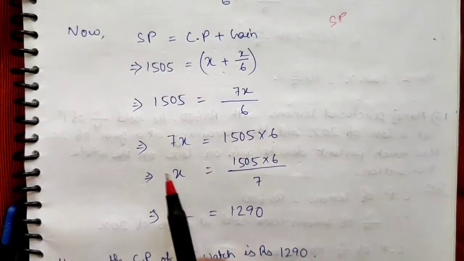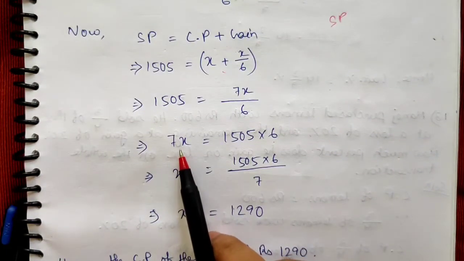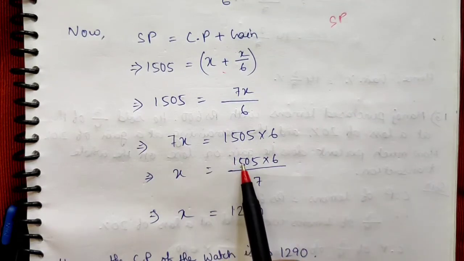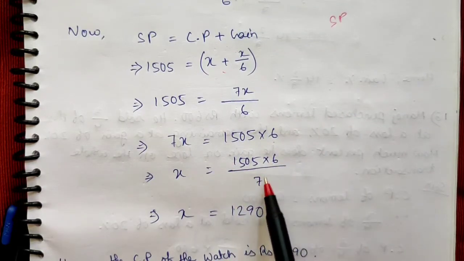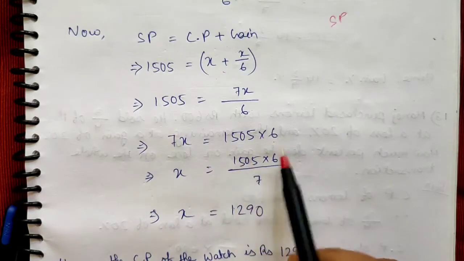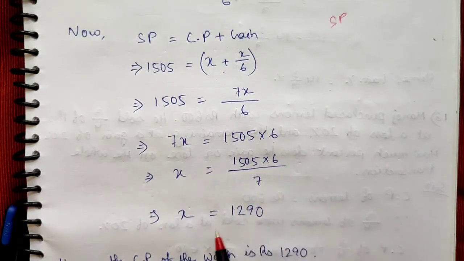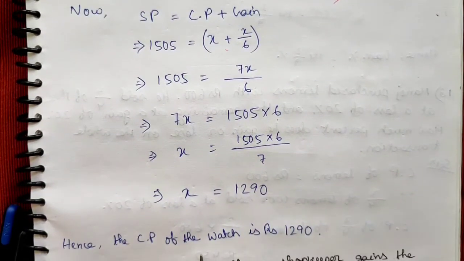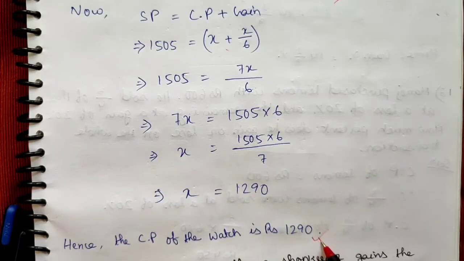So now look, this 7x is what? 7 is multiplied with x, isn't it? So when you change the side, it will go to divide. So x equals 1505 into 6 divided by 7. Now if we cancel this, we will get the x as 1290. So what was x? X was CP of the watch, isn't it? So we'll write hence CP of the watch is rupees 1290. Up to this clear?